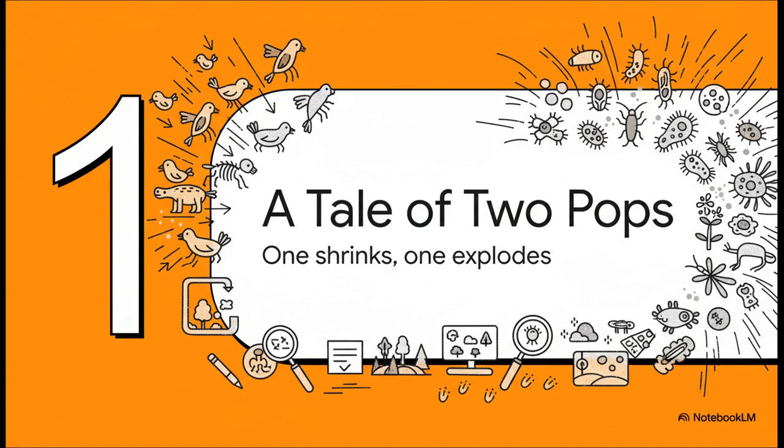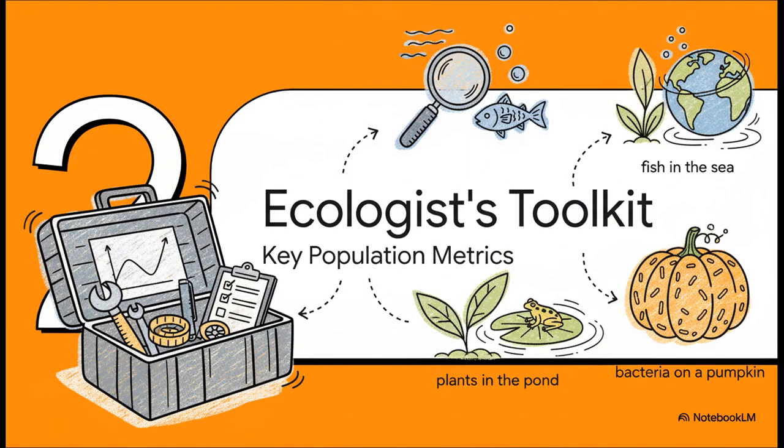To figure out what's going on, we have to learn to think like an ecologist. We need to get our hands on the same tools they use to understand any population on the planet. So let's open up that toolkit. Turns out, ecologists use a few key ideas to get a snapshot of a population's health and its story. And it doesn't matter if you're talking about cod in the ocean or bacteria on an old pumpkin.